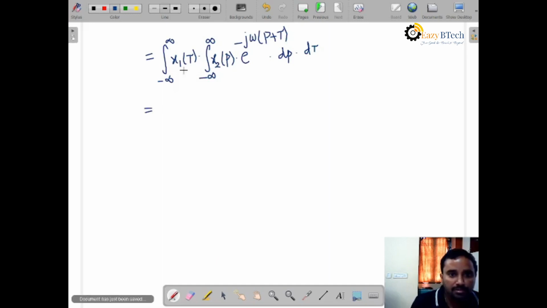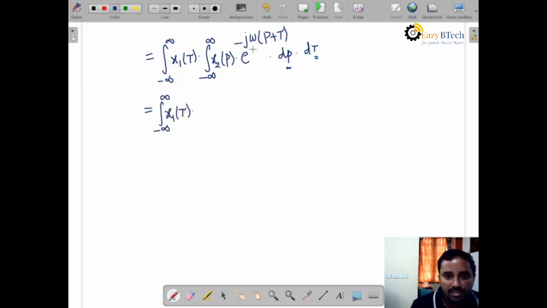Now I am going to separate them. So one integration is with respect to p, one more is with respect to tau. So p integration, p terms, in tau integration, tau terms. That I am going to do, nothing else. So integral minus infinity to plus infinity x1 of tau.